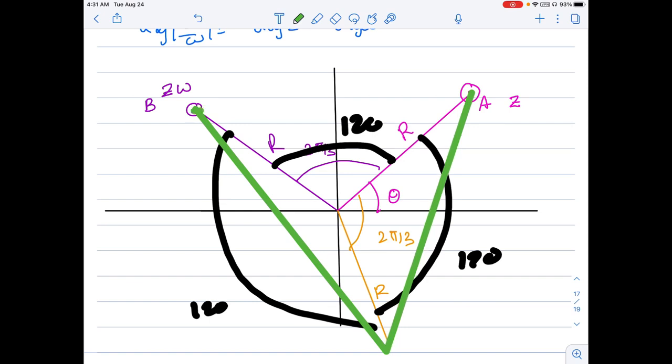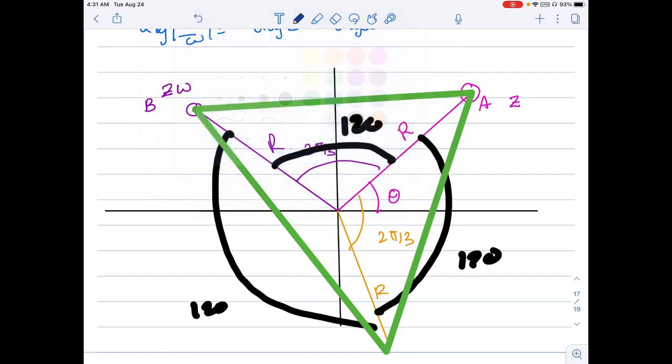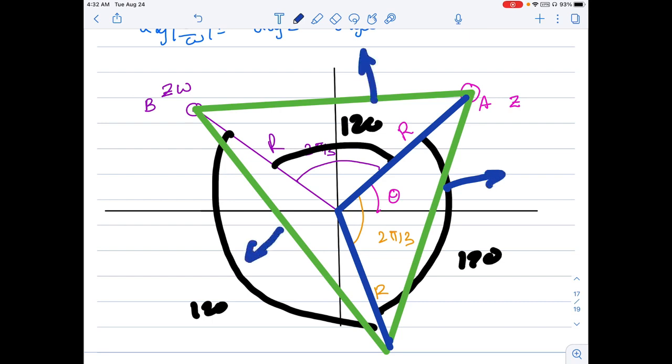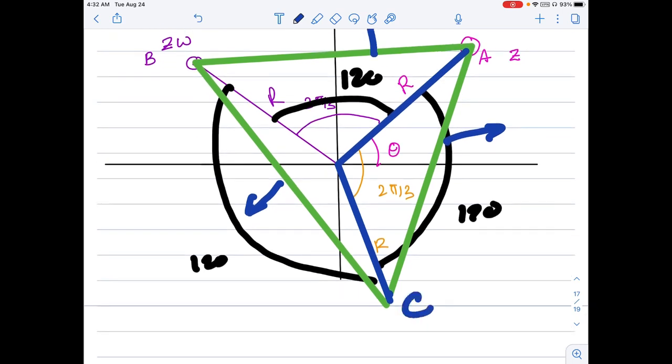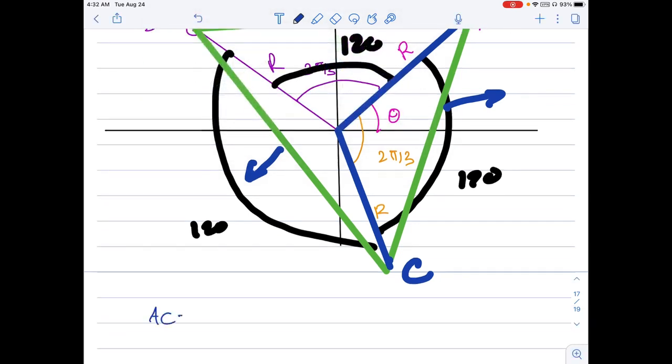So what we can find out is, if I draw this in a different color, a dark blue, you can see that this forms r and 120. So this side and this side and this side will all be equal if we calculate using the cosine rule. So I draw the cosine rule over here for AC. You can get it: r squared plus r squared minus 2 times r times r times cos 2 pi by 3.